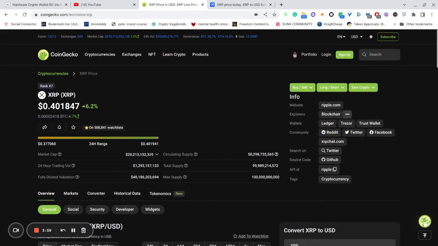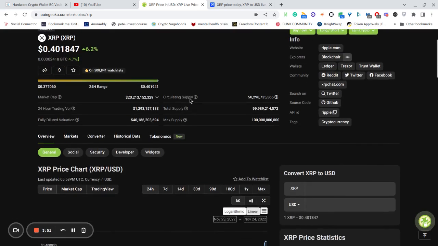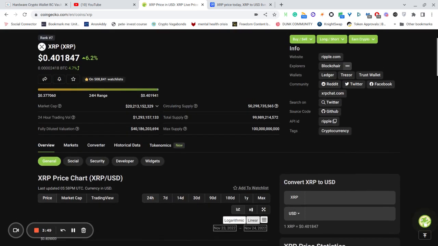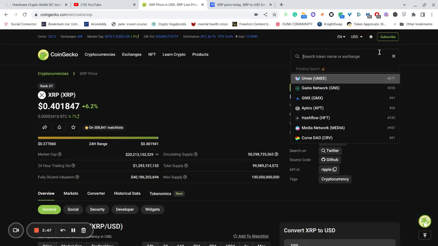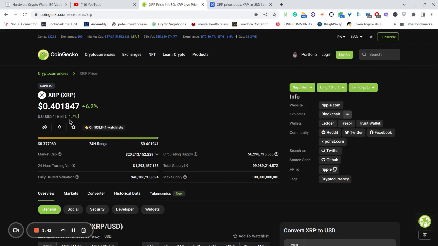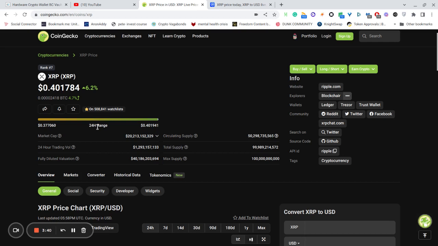So you look up an asset. In this example, we're looking at XRP because a question has been asked about where can someone buy XRP from. And so this is what you would do. Any crypto you want, you can just type it in the search, and it will come up. It will give you all the details, pricing, 24-hour range, the low end, the high end, etc.